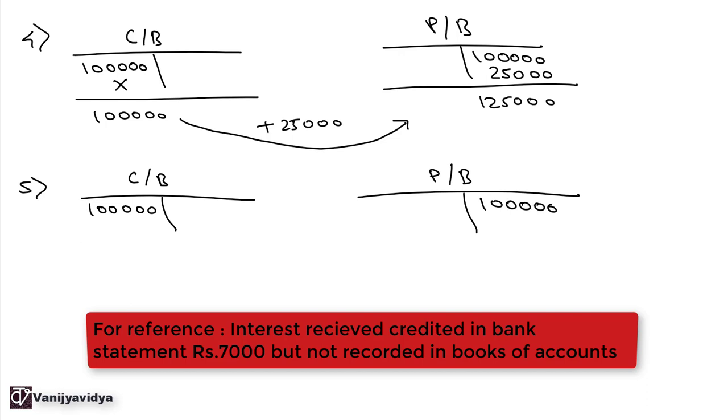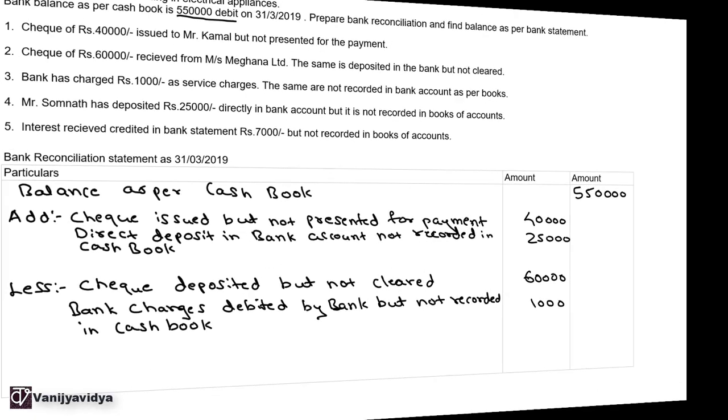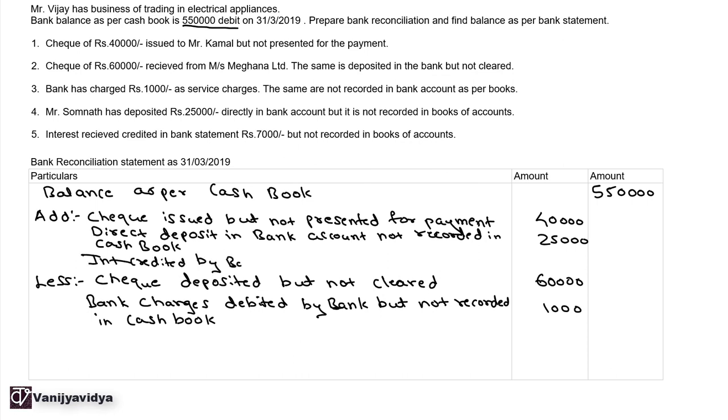Now, interest has been credited in the bank statement. So, on the credit side, write 7,000 in the passbook. Cash book, there is no entry. So, balance as per cash book is 1 lakh. Balance as per passbook is 1 lakh 7,000. So, we are moving from cash book to passbook, so we will be adding 7,000. Let's write this in our bank reconciliation statement. Add: interest credited by bank not in the cash book, 7,000.